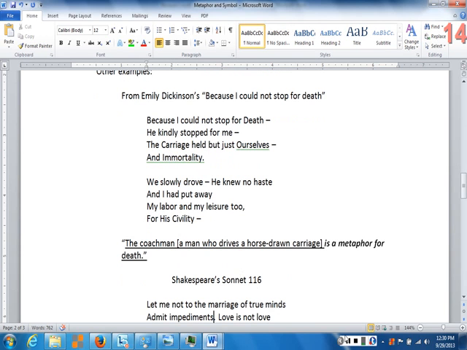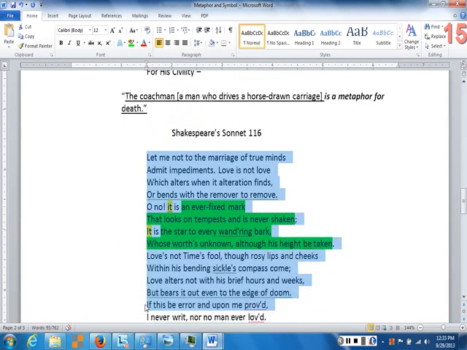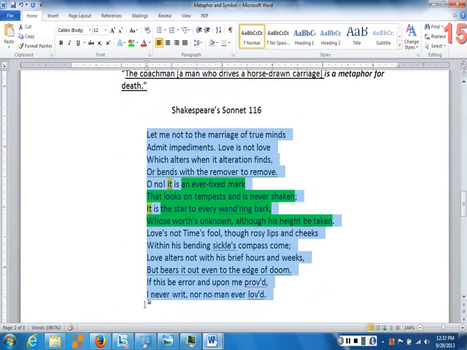Let's go on then and look at this sonnet by Shakespeare, Sonnet 116. All right, a fairly well known sonnet. There are over 150 Shakespearean sonnets, some of them more familiar than others. This one is a fairly familiar sonnet, so let's look at it.